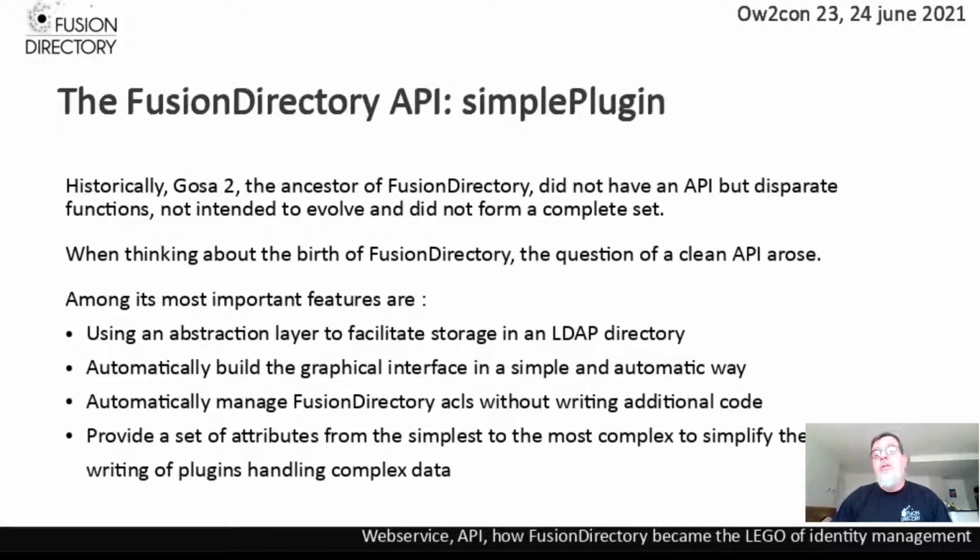The most important features of this API were using an abstraction layer to facilitate storage in an LDAP directory, automatically building the graphical interface in a simple and automatic way, automatically managing FusionDirectory ACL without writing additional code, and, of course, providing a set of attributes from the simplest to the most complex to simplify the writing of plugins handling complex data.